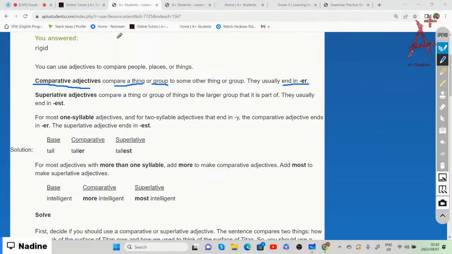Then we have superlative adjectives, right? Superlative adjectives compare a thing or group of things to a larger group that is part of it, and they usually end in EST, which means that with superlative adjectives, we compare three or more things.